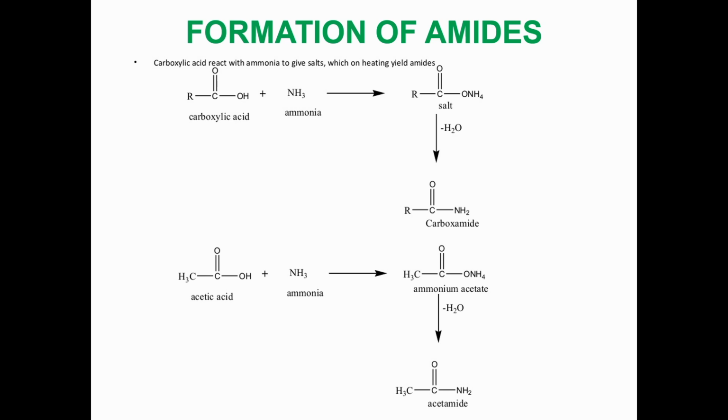Carboxylic acid can also be employed in synthesis of amide. When carboxylic acid reacts with ammonia, a salt will be formed, which when heated forms an amide. So the easiest method of preparing amide is reacting carboxylic acid with ammonia, and under heating, amide will be formed.